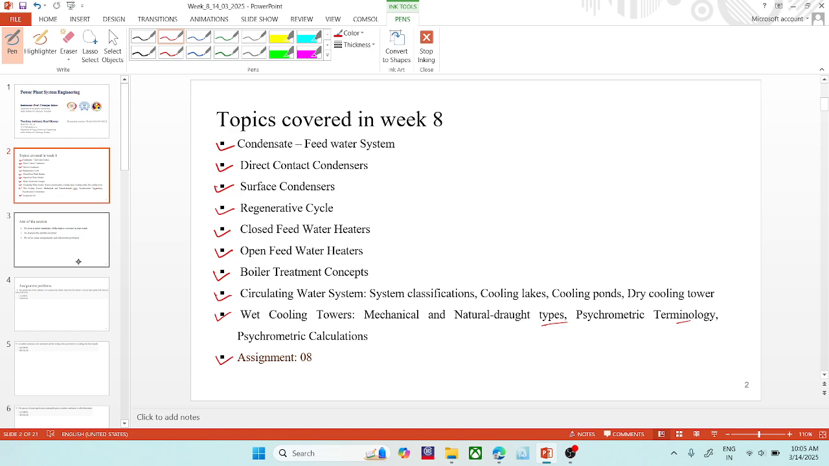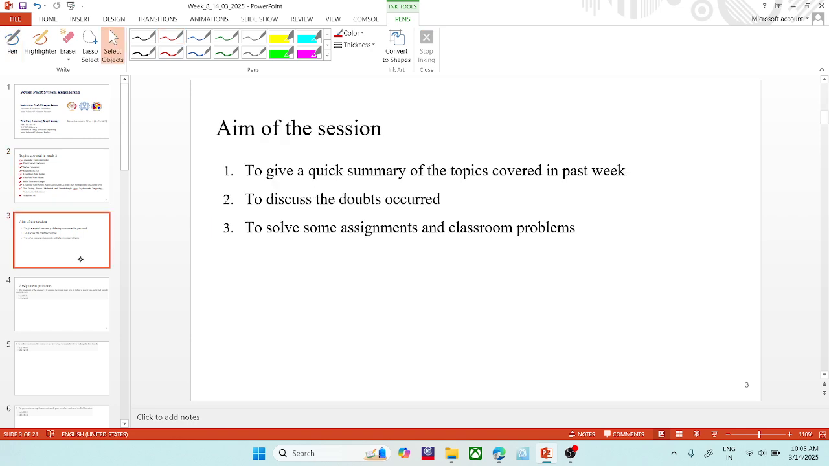The aim of the session would be the same, to solve some problems and give a quick summary of the topics covered. However, this session we won't have much time, because the topics covered in this week are vast, so I will solve the assignment problems and one classroom problem. However, I'll just look at the summary.